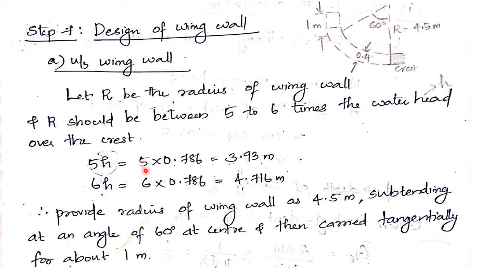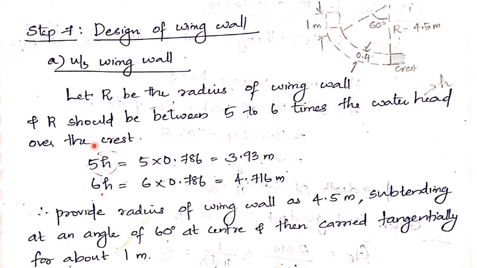Therefore 5h is 5 into 0.786, where 0.786 is the waterhead over the crest. Therefore 5h is 3.93 and 6h is 4.716. So choose a value in between this range. Therefore provide a radius of wing wall as 4.5 meters, subtending an angle of 60 degree at the center, and then carry tangentially for about 1 meter.